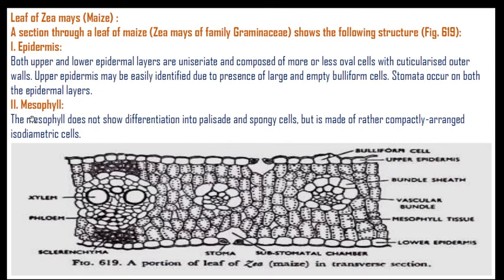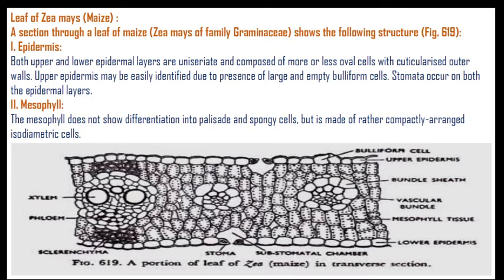Below that epidermis there is a presence of a mesophyll. So this mesophyll does not show differentiation into palisade and spongy cells, but it is made of rather compactly arranged isodiametric cells. So each and every cell is oval to squarish in shape, and that's why there are minimum intercellular spaces. So these are the mesophylls which are isodiametric. Iso means same and diametric means a measurement of each and every cell.